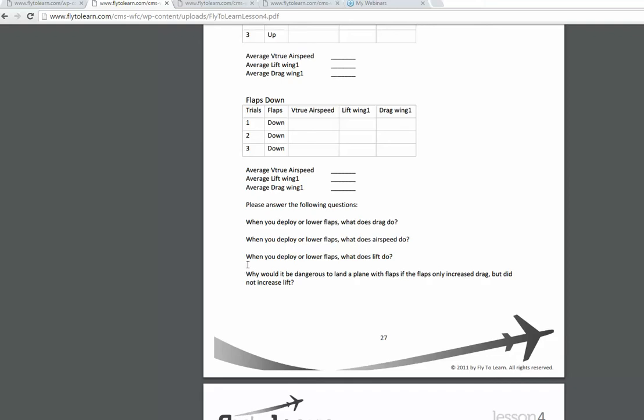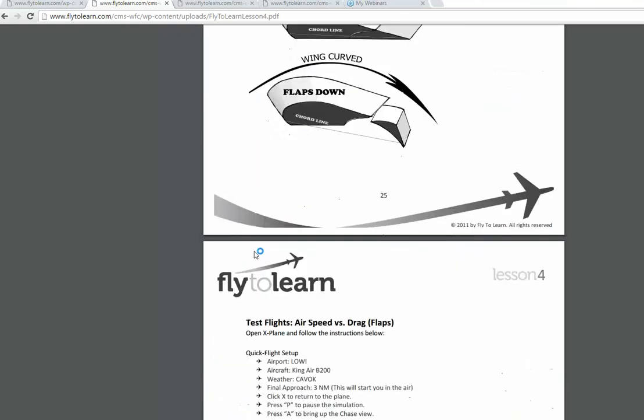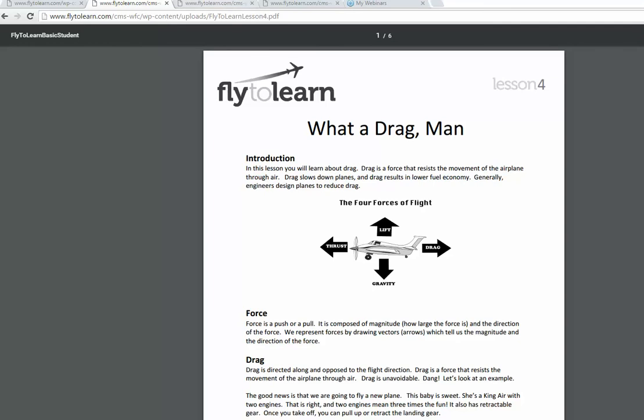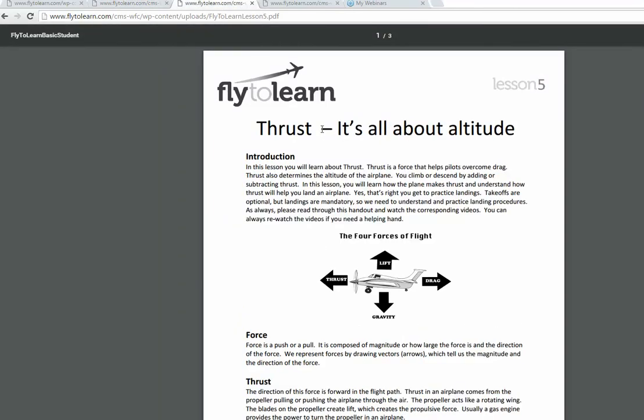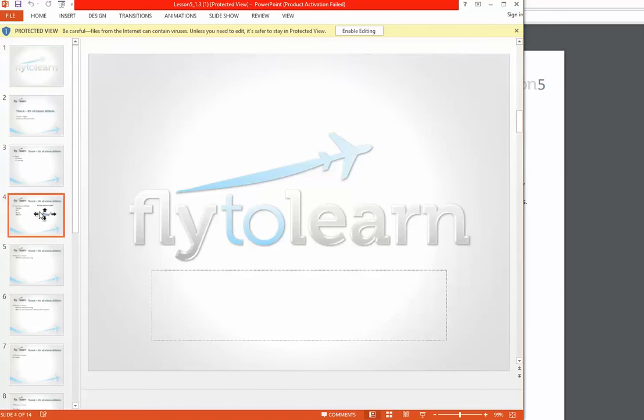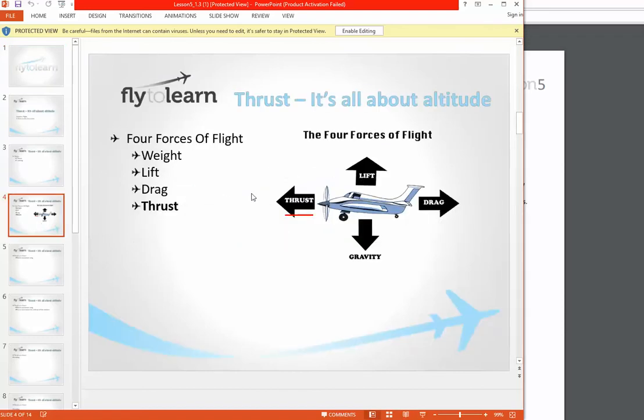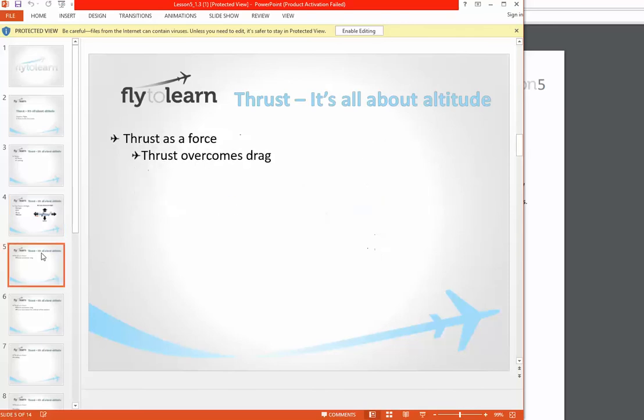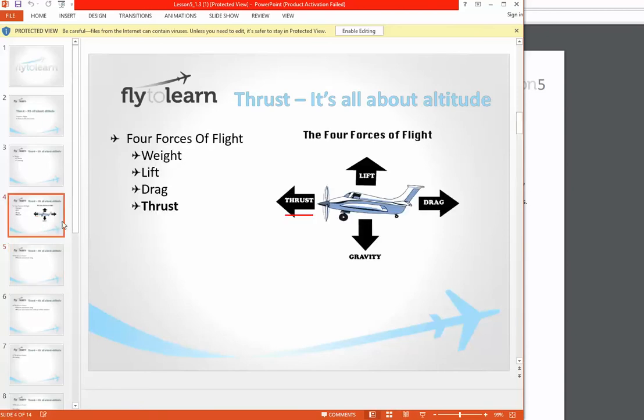Okay? So with that said, I'm going to go ahead and move on to the next lesson, which is about thrust. Alright. So thrust is this last force that we haven't yet discussed. It acts along the plane's direction of flight, in parallel to its longitudinal axis. And when the plane is accelerating, thrust is going to be a greater force than drag on the plane.